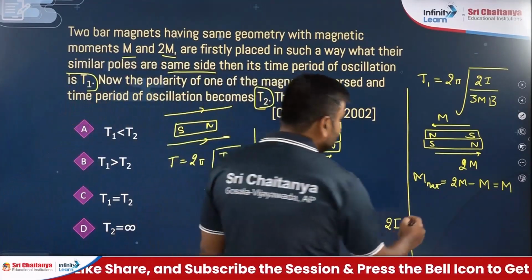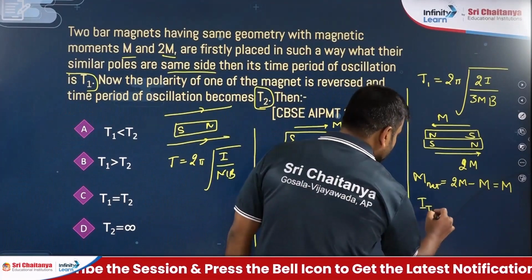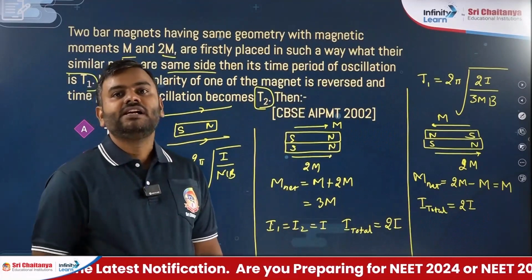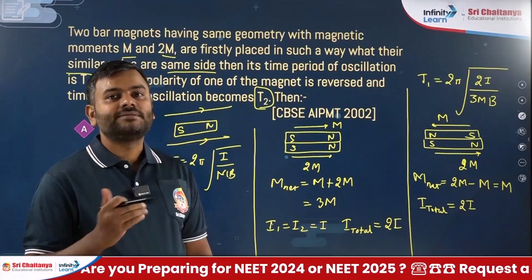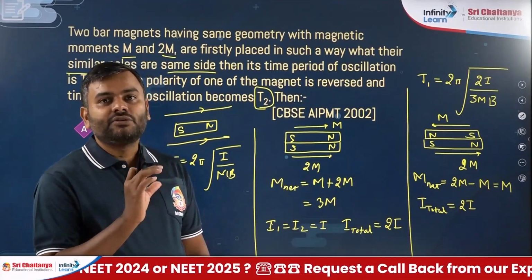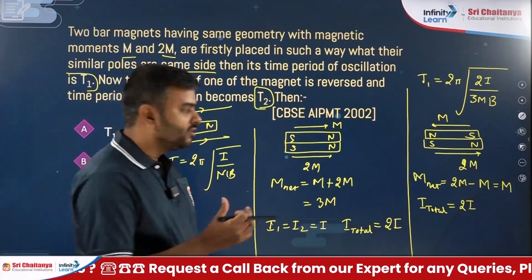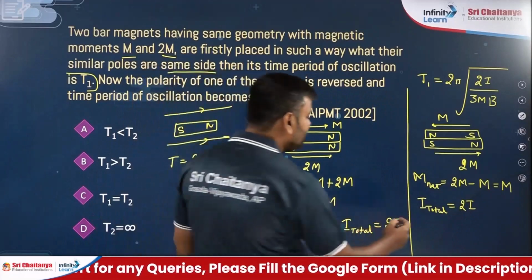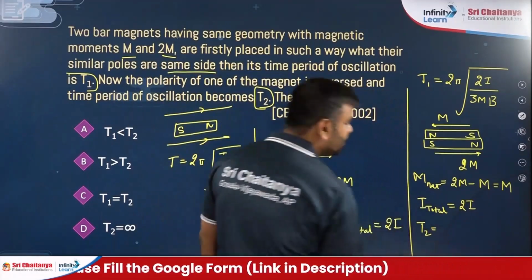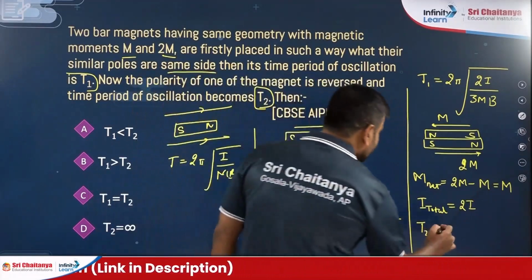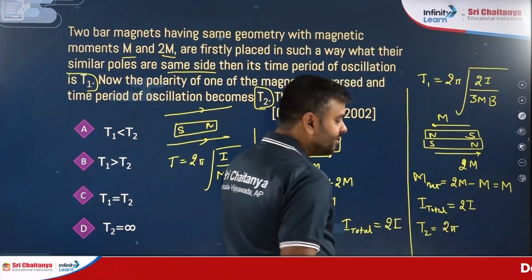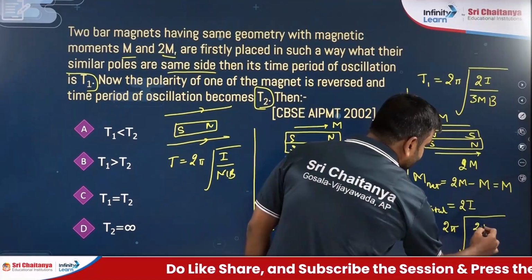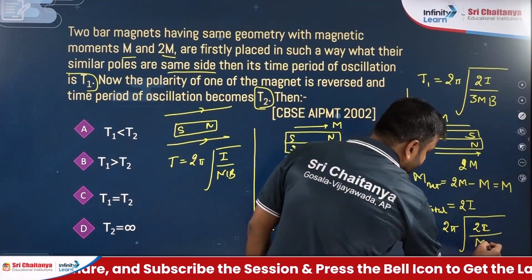So the net magnetic moment we are getting is m. What will be the total moment of inertia? It will not change. It is going to remain 2I. Why? Because moment of inertia is a scalar quantity. It doesn't matter in which direction you keep the magnet. So the total moment of inertia is simply added, and it will remain 2I. So what will be T2? What will be the time period of oscillation we will get? It will come out to be 2 pi under root 2I divided by m into B.